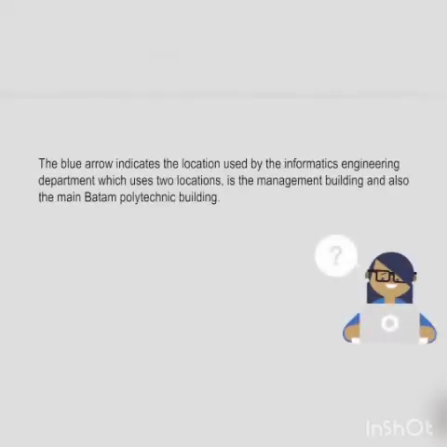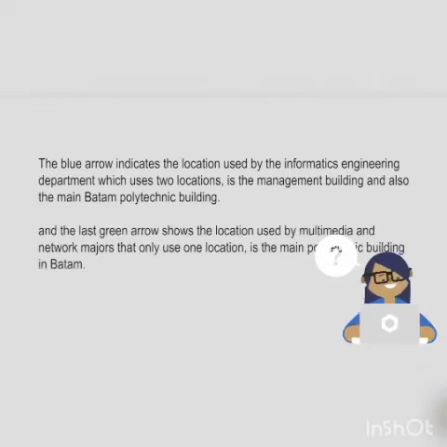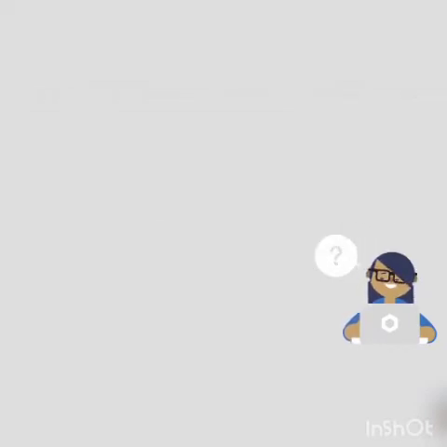Wow. The blue arrow indicates the location used by the informatics engineering department, which uses this management building and also the main Batam Polytechnic building. And the last, the green arrow shows the location used by the multimedia and network major, which only uses one location.